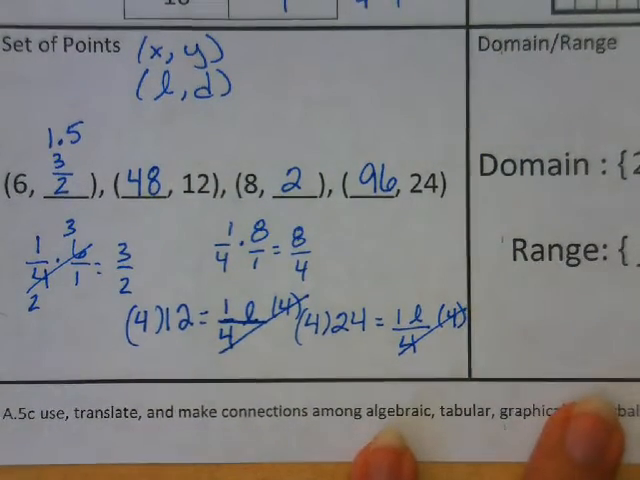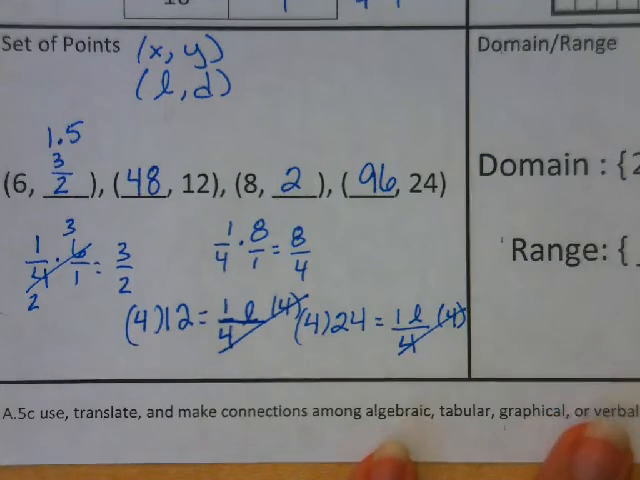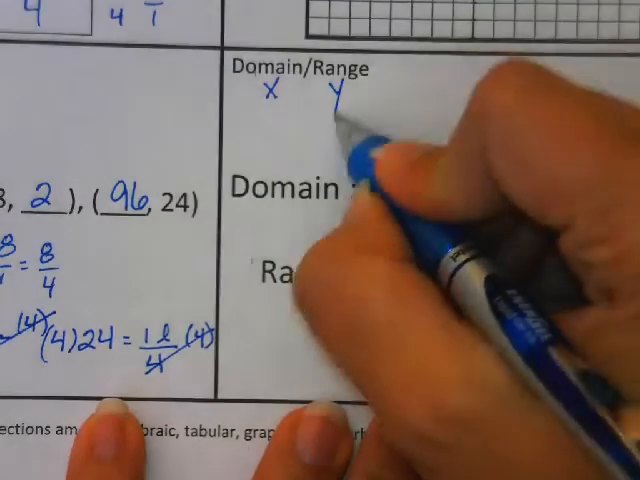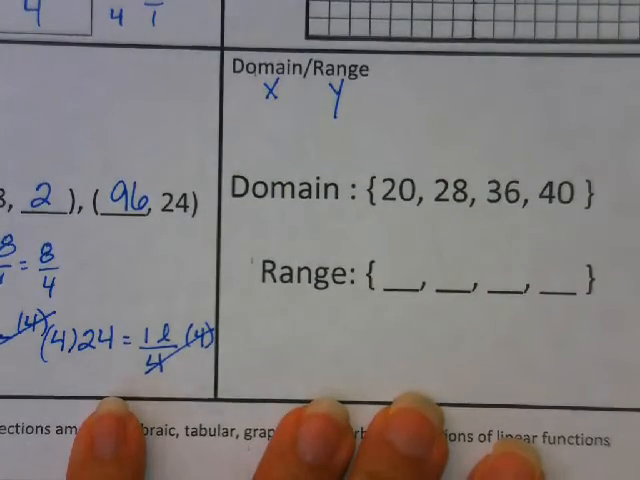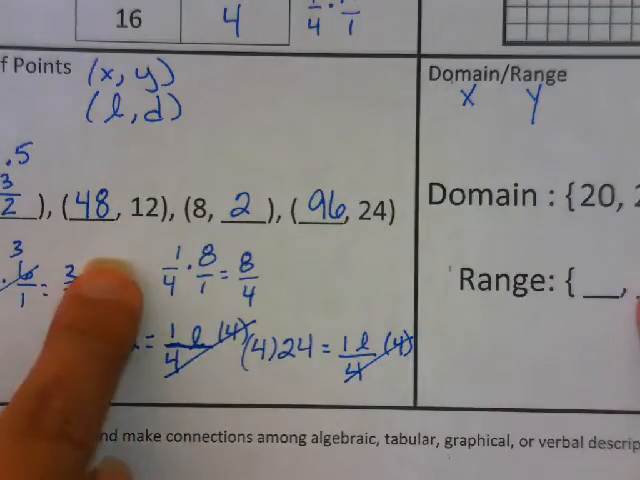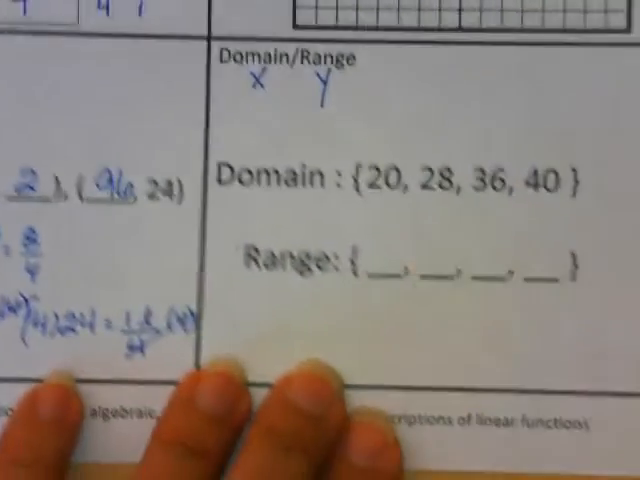Our last set of vocabulary, domain and range. This was in our journal a while back, and if you recall, domain is just a fancy way of saying x, and range is a fancy way of saying y. So this right here is the same as this. It's just written in a different way.